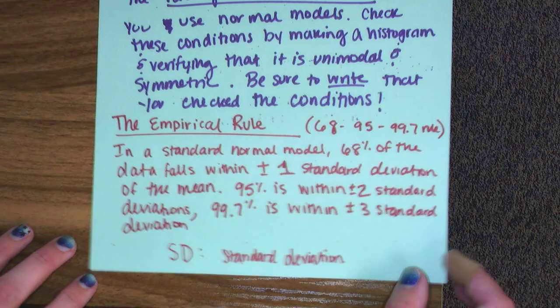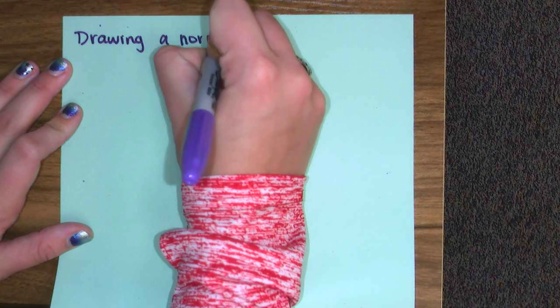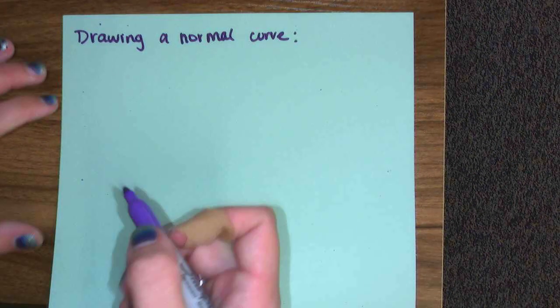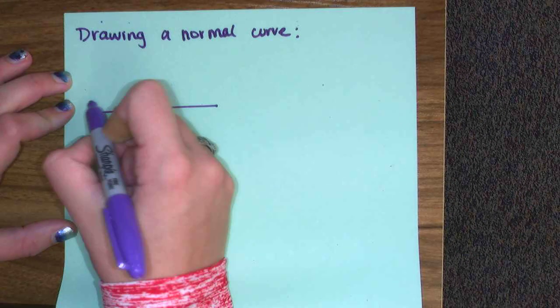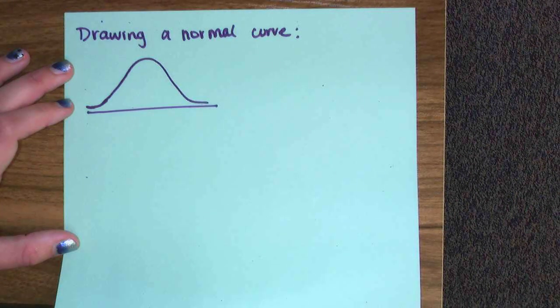Everybody good? Alright, so drawing a normal curve is next. It's like maybe 1/3 of a page, so it depends on how much room you have. It also depends on how big you draw your picture. Alright, drawing a normal curve. I'm drawing mine kind of big just so y'all can see it. Yours don't have to be this big. There's stuff to go inside and a little bit to go on the outside.